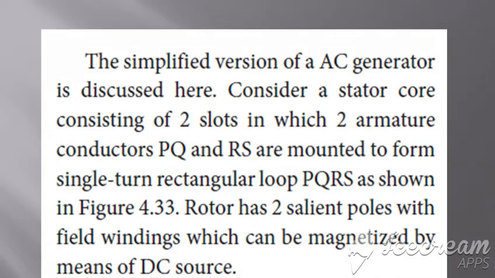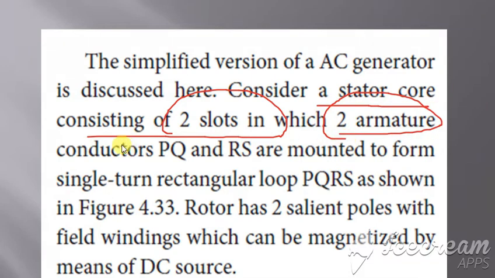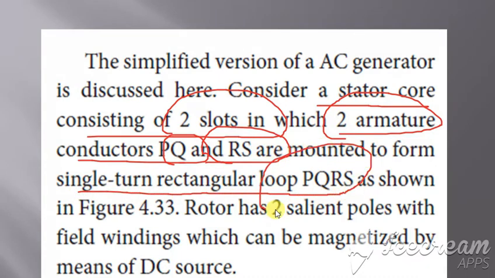Here we are going to consider that a stator core consists of two slots. In the stator core there are two slots, in which two conductors named PQ and RS are mounted. So we are going to consider the two conductors named PQ and RS, and that PQ and RS are connected to form a single loop PQRS. They would have connected it like this, so that it forms a single loop, and that loop is named P, Q, R and S.